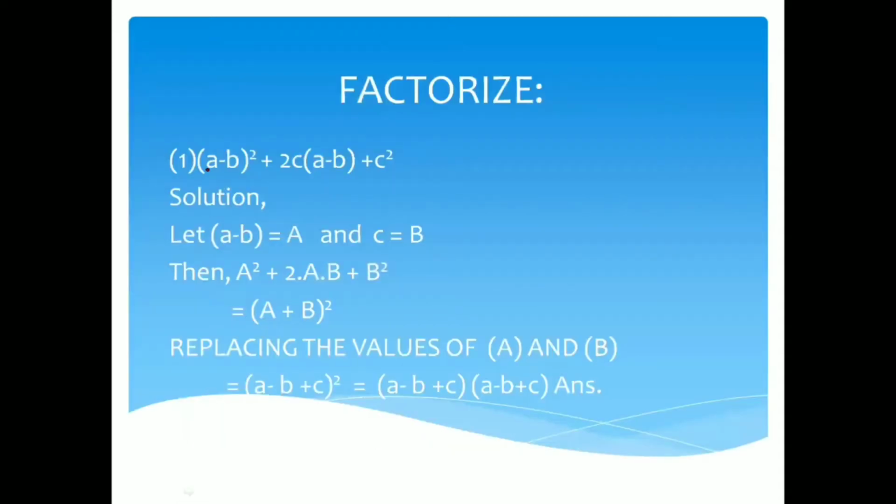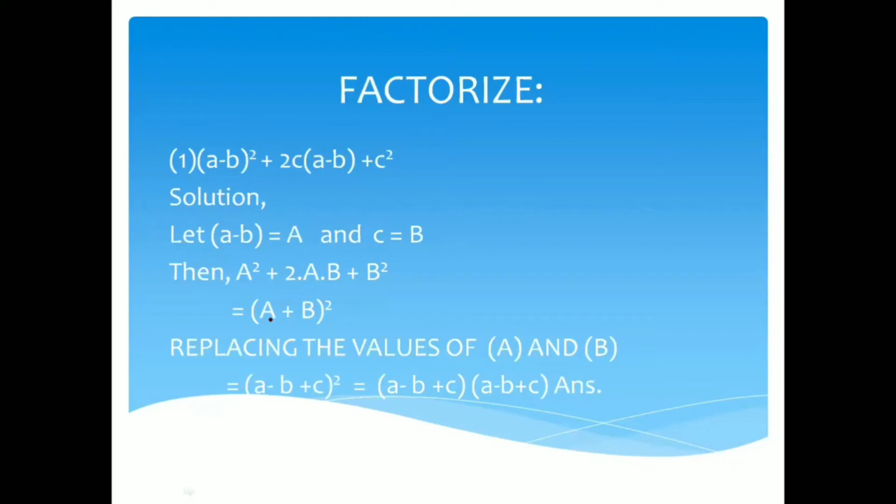This type of question comes in the long questions, which carry 4 marks. Number 1: (a minus b) whole square plus 2c into (a minus b) plus c square. Solution: let a minus b equal capital A, and c equal B. Then putting the value, it becomes A square plus 2AB plus B square, which is in the formula form A square plus 2AB plus B square, so we can write (A plus B) whole square.